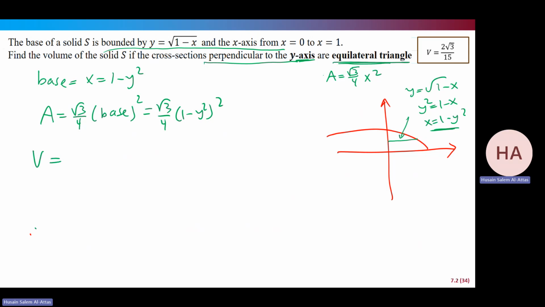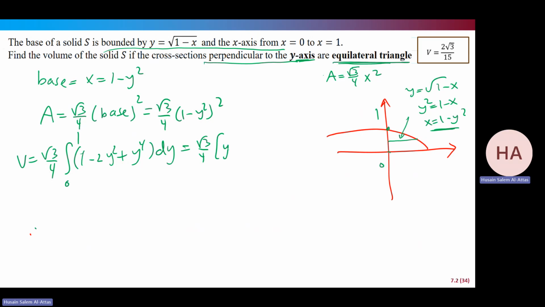What is the volume? I need to think of it in terms of y, from 0 to 1. I have square root 3 over 4; let me take it out as a common factor. I have the integral of 1 minus 2y squared plus y to the power 4 dy. Now let me do the calculation. That will be square root 3 over 4 times (y minus 2y cubed over 3 plus y to the power 5 over 5) from 0 to 1.